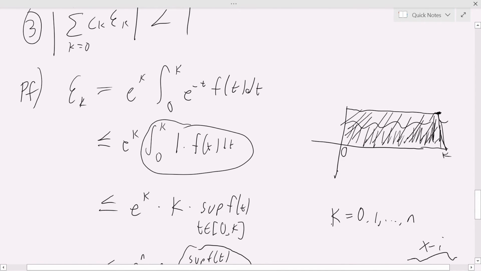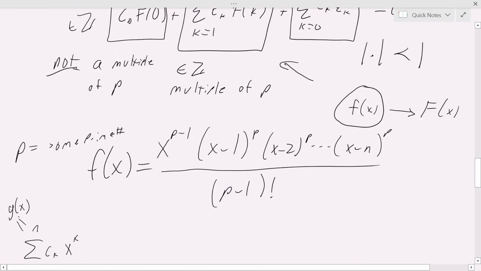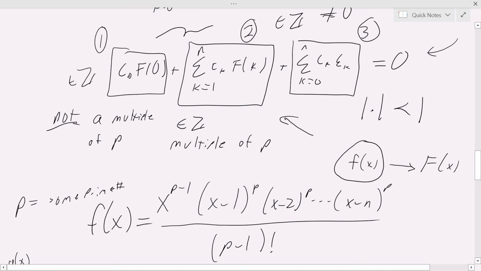And so now what's left to do is to prove these following two facts: that f of 0 times c0 is not a multiple of the prime number p that we're concerned with, and that the sum of the ck times Fk is a multiple of the prime p. So that'll finish the proof. So let's get going with those two items now as well.